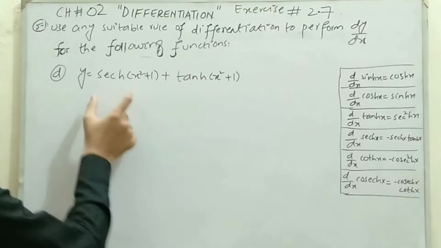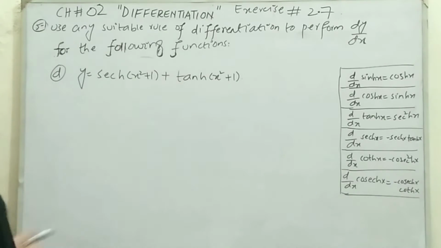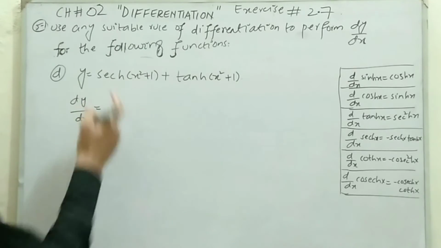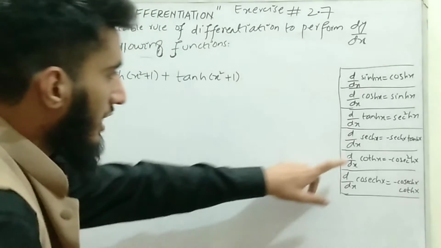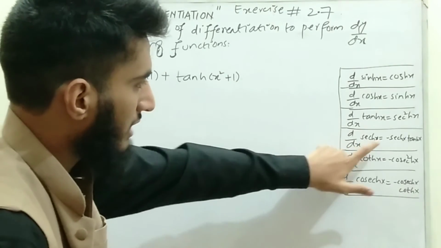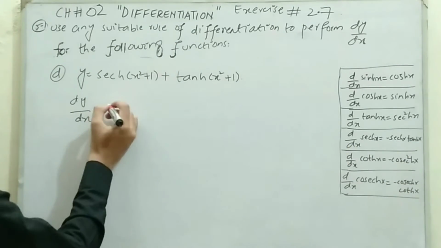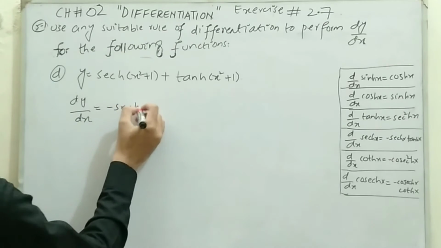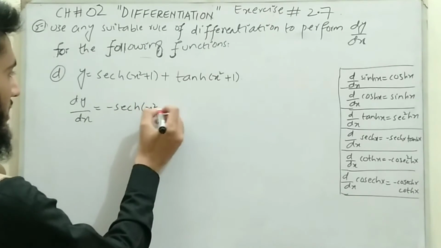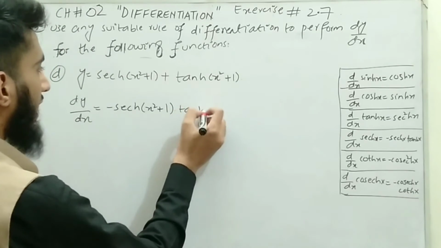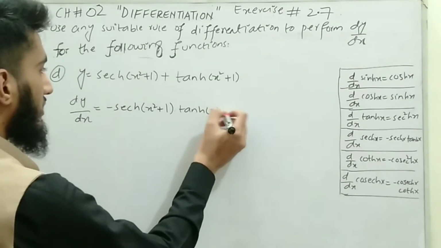We will take the derivative of this function and this function separately. So dy by dx will be equal to, here it is a secant hyperbolic function. Remember, the derivative of secant hyperbolic function is equal to minus sech x tanh x. So here the derivative will be minus sech of x^2 + 1, and also tanh of x^2 + 1.